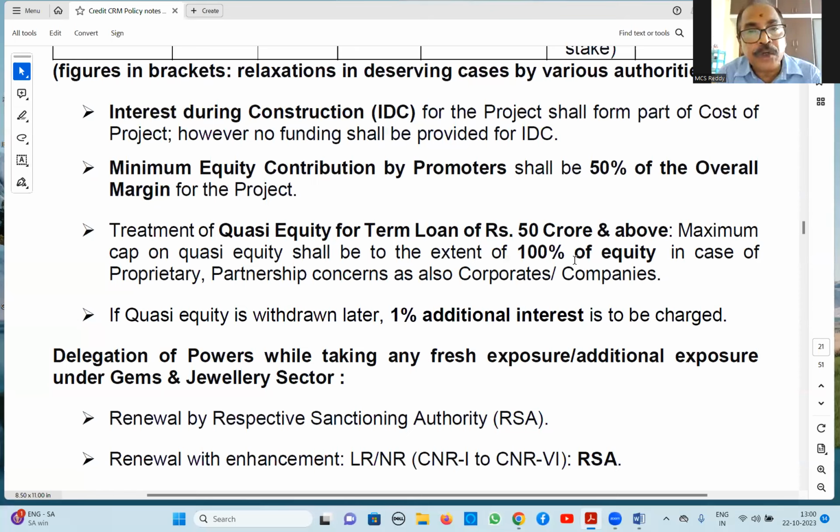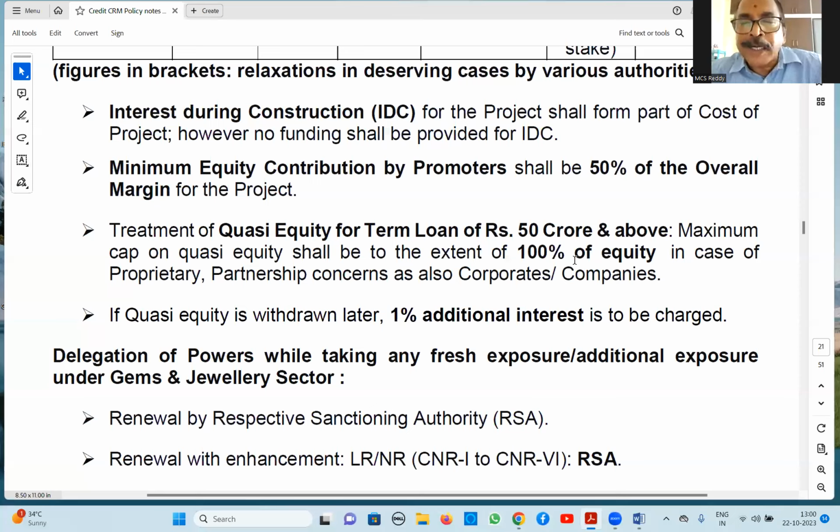Next, minimum equity contribution by promoter shall be 50% of overall margin over the project. How it is 50% of the overall project, I will tell you. Say the project is a 100 crores project. There we say 25% is margin. 100 crores project, 25% margin means 25 crores should be his margin. Out of 25 crores, half is his own funds, remaining 50% he may raise outside. Where he raises outside, we call it long-term borrowings or outside borrowings or subordinated debts.